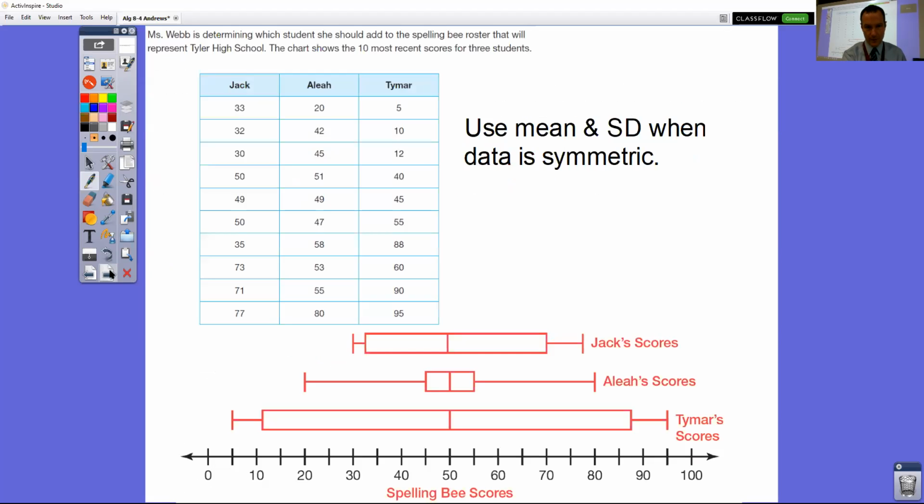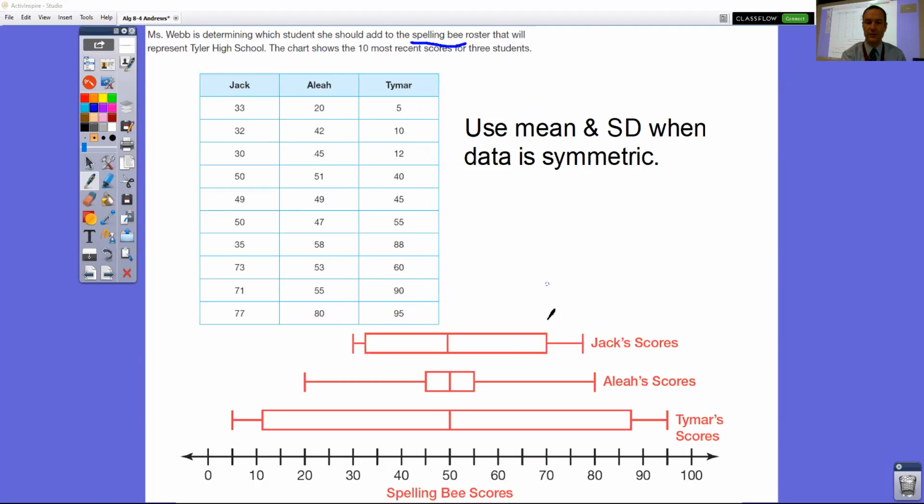So when we take a look at this first one, it says Miss Webb is determining which student she should add to the spelling bee roster that would represent the high school. The chart shows the 10 most recent scores for 3 students. So pretend that this is out of 100. Now remember, you're doing a spelling bee, so you want high scores. Jack scored a 33 on a spelling test, a 32, a 30, and so on and so forth. Aaliyah scored a 20, some 40s, some 50s, and an 80. And Timar got a 5 on one, but then he got a 95 on another. So he's sort of unpredictable.